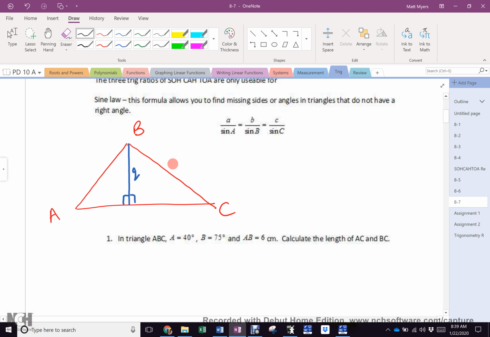All right, now, what would you name this side right here? Lil A. What would you name this side right here? Lil C. What would you name this side right here? Lil B. Excellent, right?